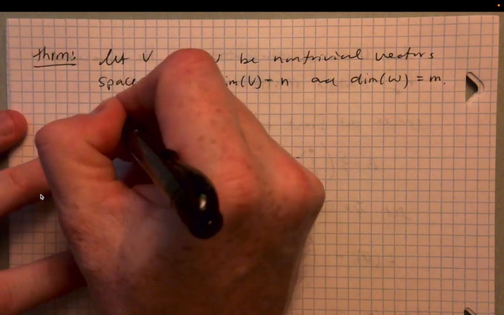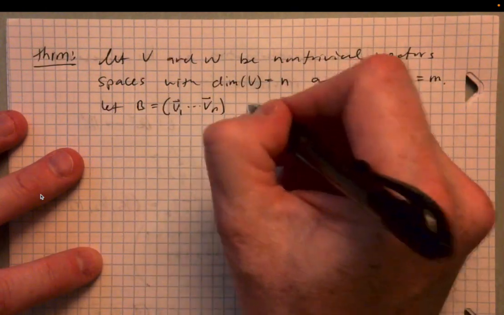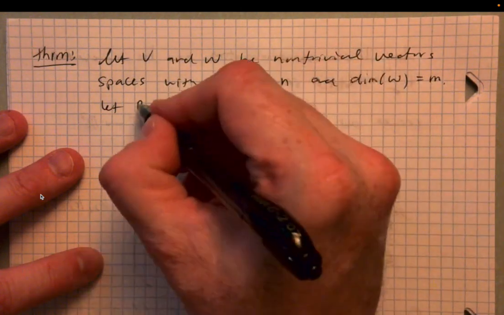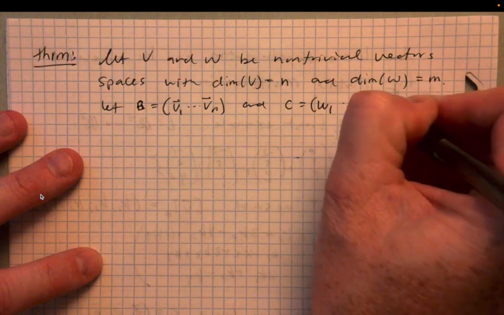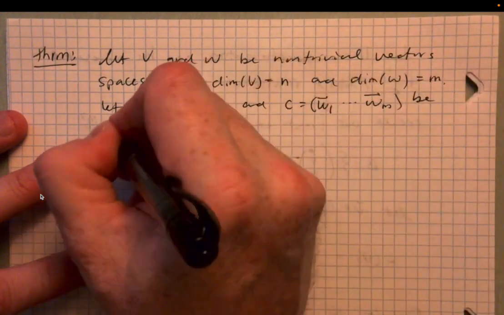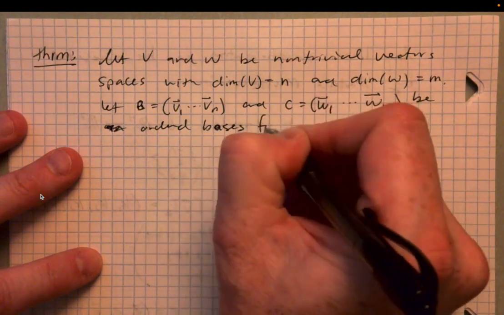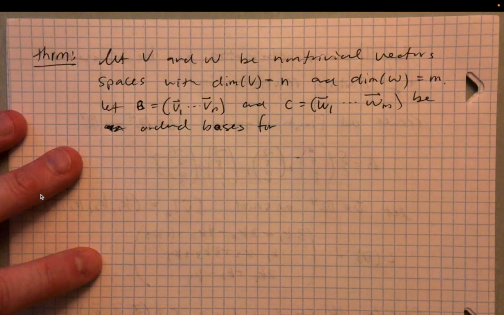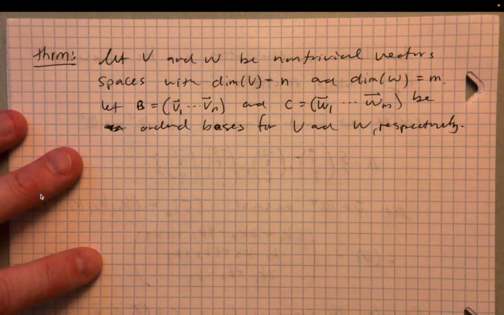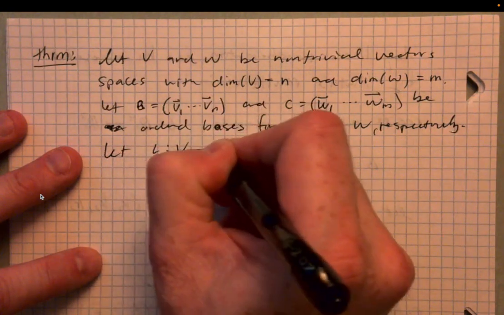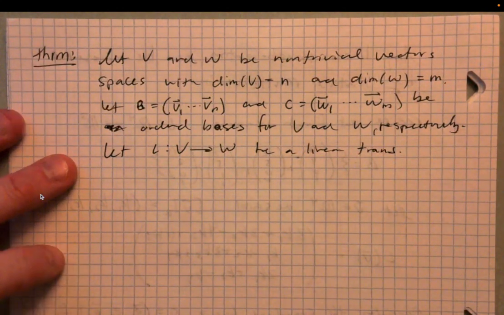We're going to let B equal v1 through vn be an ordered basis. Well, we're going to have two of them. We're going to have an ordered basis for V, that's B, and we're going to let C equal w1 through wm be an ordered basis, so they are ordered bases for V and W respectively. Let L be a linear transformation from V into W.